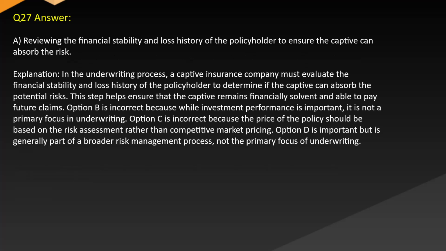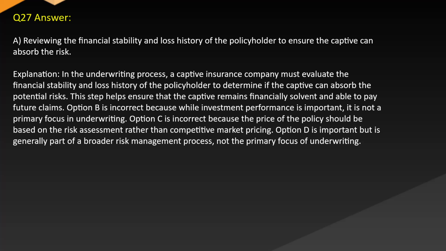Answer A. Reviewing the financial stability and loss history of the policyholder to ensure the captive can absorb the risk. Explanation: in the underwriting process, a captive insurance company must evaluate the financial stability and loss history of the policyholder to determine if the captive can absorb the potential risks. This step helps ensure that the captive remains financially solvent and able to pay future claims.